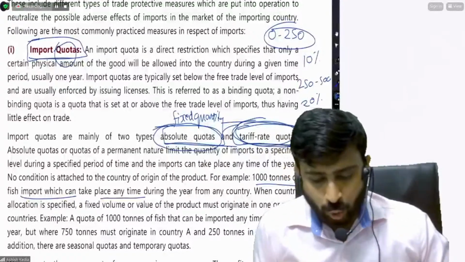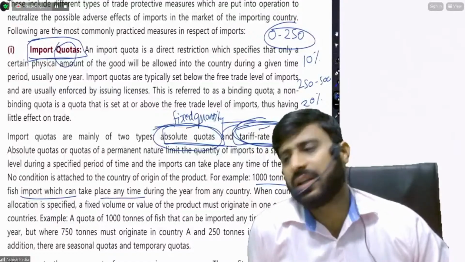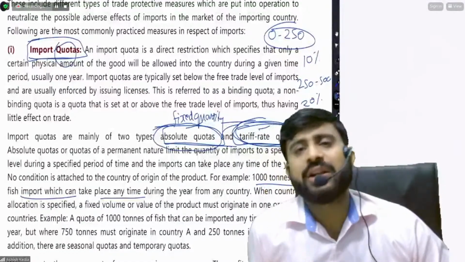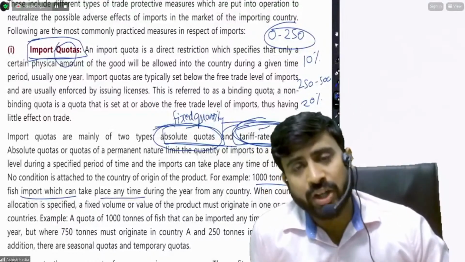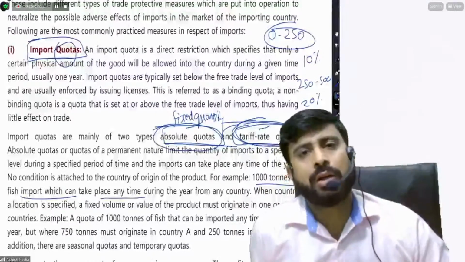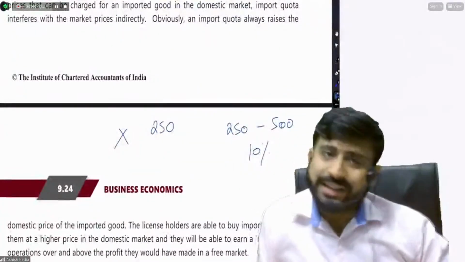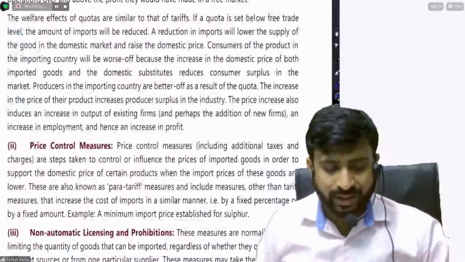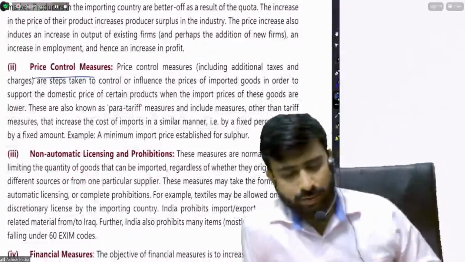So in import quota there are two types of quotas, absolute and tariff rate. Absolute is unconditional, you can import this much quantity, that's it, full stop, thank you. But in tariff rate quota there are different rates and accordingly tax rates are applied. Is that clear everybody? Then guys, you have something called price control measures.